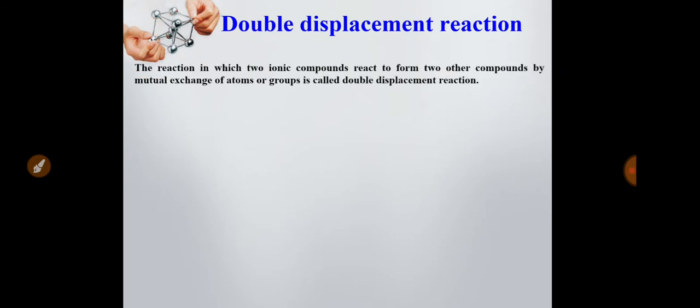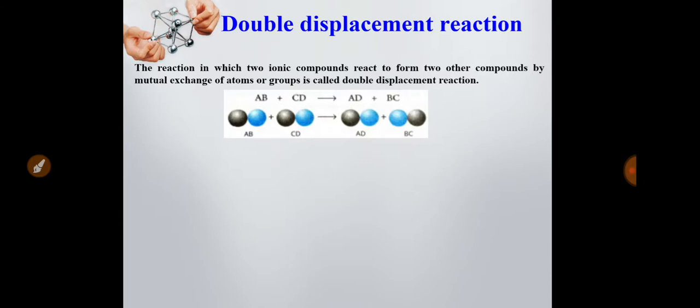So the definition is: the reaction in which two ionic compounds react to form two other compounds by mutual exchange of atoms or groups is called a double displacement reaction. That means one molecule will exchange one of its parts to the other, and the other molecule also exchanges one of its parts to this molecule. That means there will be two displacements occurring at the same time. That's why it is called double displacement reaction.